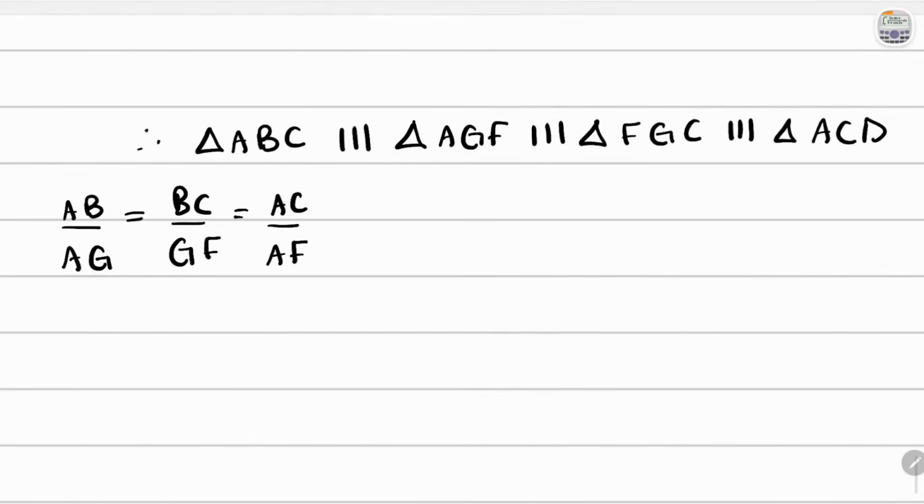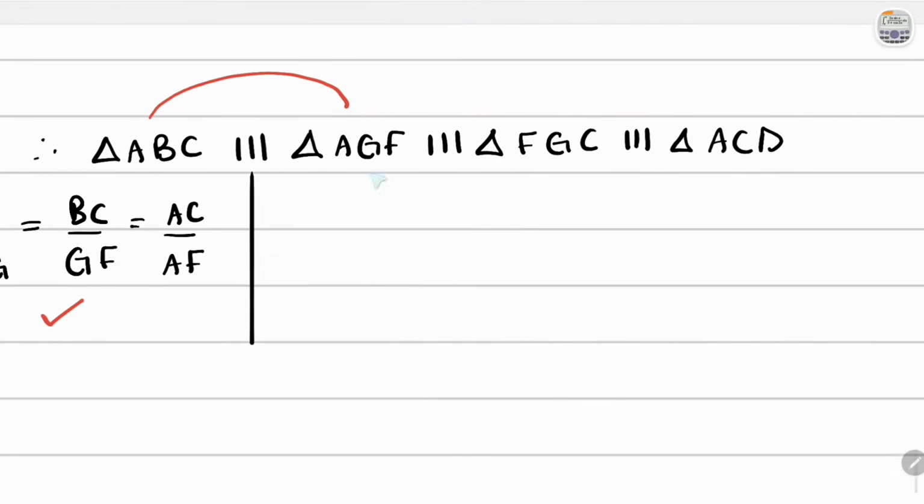Now we're going to work with the next pair. This pair is done; that's this over here. Let's just keep that in mind. The next pair is going to be AGF and FGC. Let's work with it like that. So these two together. The proportions would be first and second, so that's AG over FG.